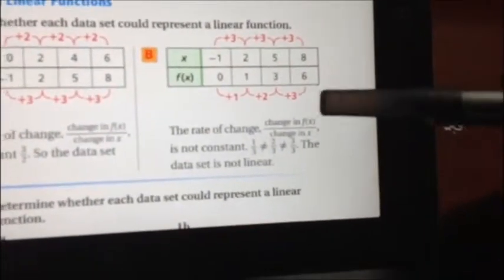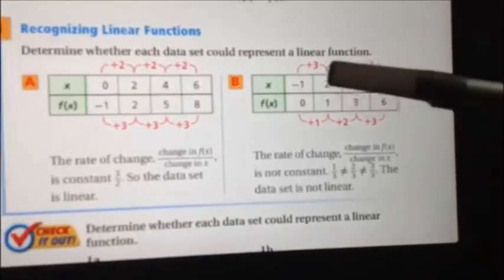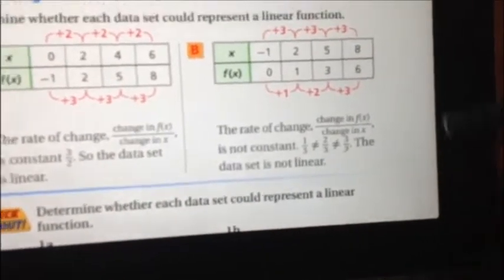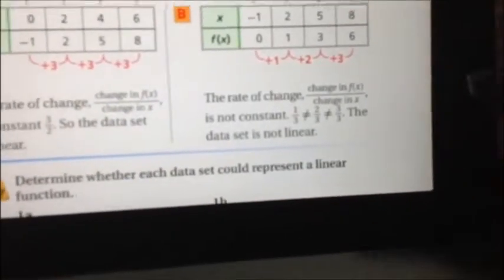And on example B, on the top you're adding 3 every time, but on the bottom, it is not constant because it is not the same number. So the data set is not linear.